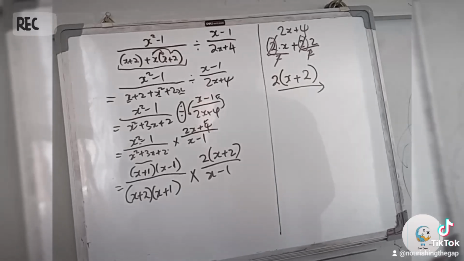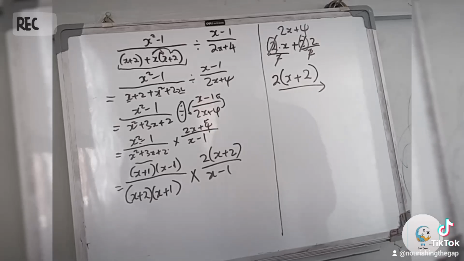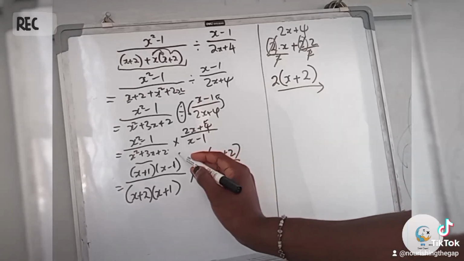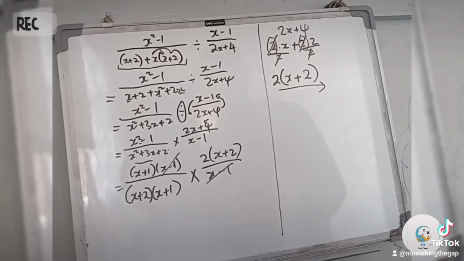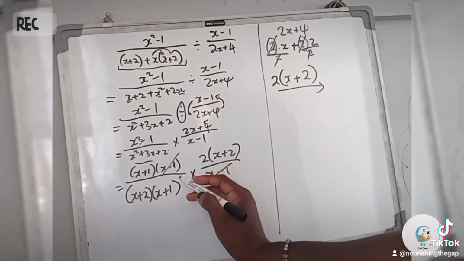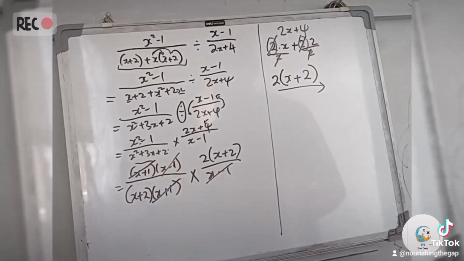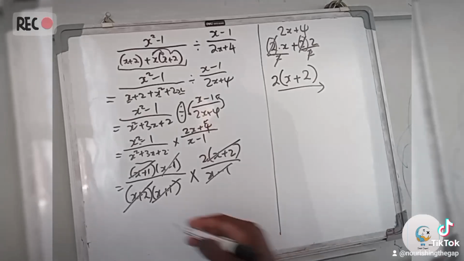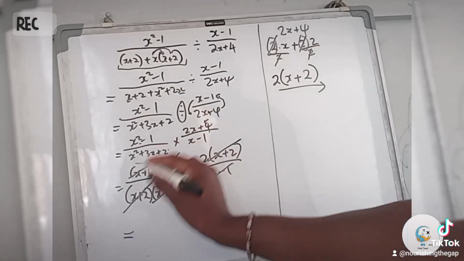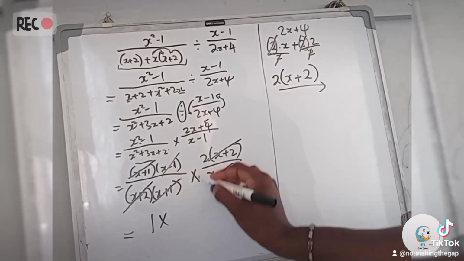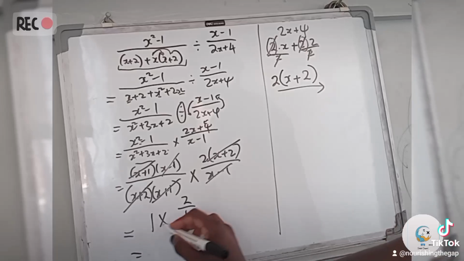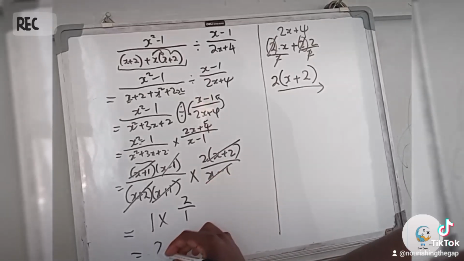Now it is the part we love the most, to kill. We are going to cancel. There's something that has to cancel the other thing, and there will be a lot of canceling here. The first one is this one, and then we cancel that one. Then there's another that we can cancel, which is this one, that will cancel this one. And then there's still another that we can cancel, it's this one, and then this one. So our answer now, because everything was canceled, will be 1 multiplied by the remaining 2 over 1. So 1 multiplied by 2 over 1 is 2.